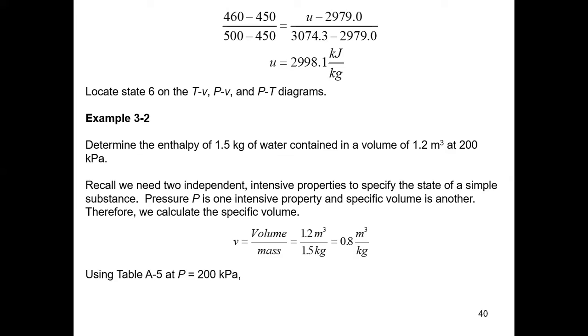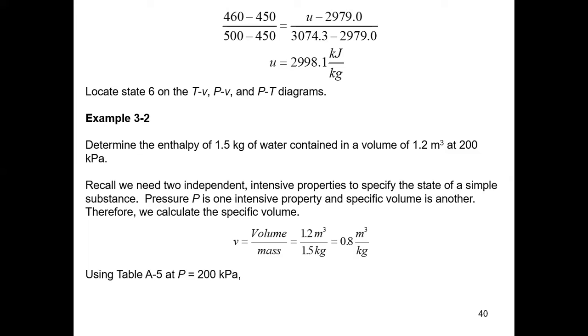Example 3.2: determine the enthalpy of 1.5 kilogram of water contained in a volume of 1.2 meter cubed at 200 kPa. Recall, we need two independent intensive properties to specify the state of a simple system. Pressure P is one intensive property and specific volume is another. Therefore, we calculate the specific volume, which is volume divided by mass: 1.2 meter cubed divided by 1.5 kilograms is 0.8 meter cubed per kilogram.